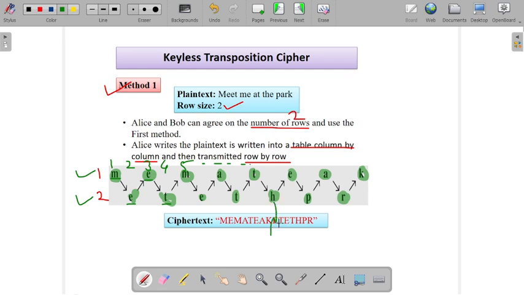And E, T, E, T, H, P, R. This is our row number 2. This is the first row and this is the second row. So in this method, we write our characters column by column and we read our characters row by row.